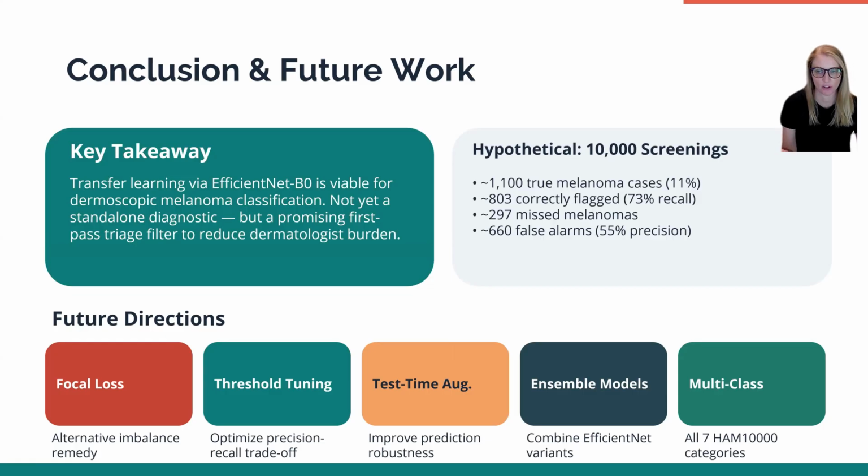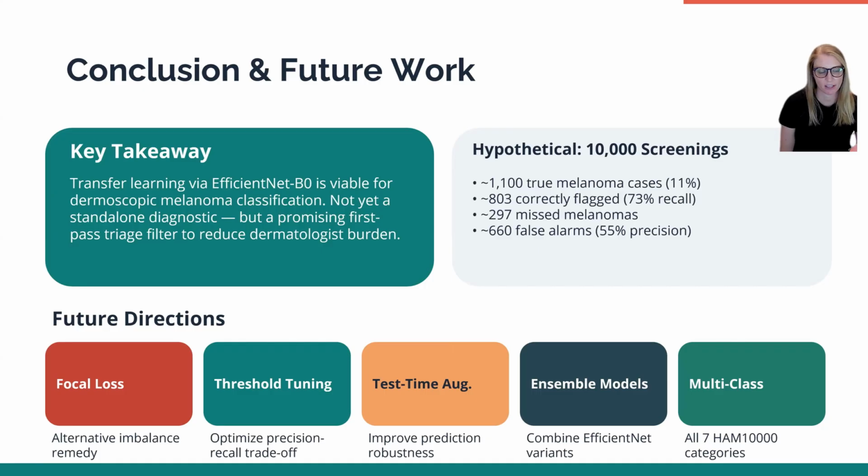So hypothetically, on those 10,000 images, 1,100 were true melanoma cases. We flagged about 803 with our 73% recall, but that still leaves 300 missed melanomas and 660 false alarms. So there's definitely some improvements that would need to be made before this could be rolled out in an actual clinical feature. Some future directions that this project could go is the focal loss.